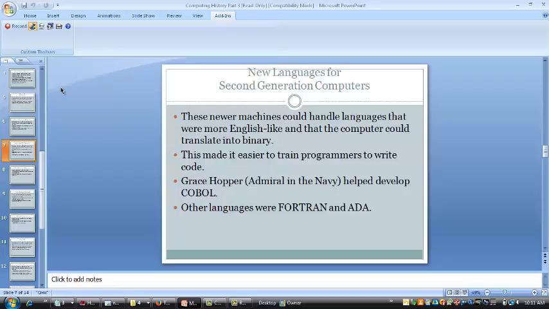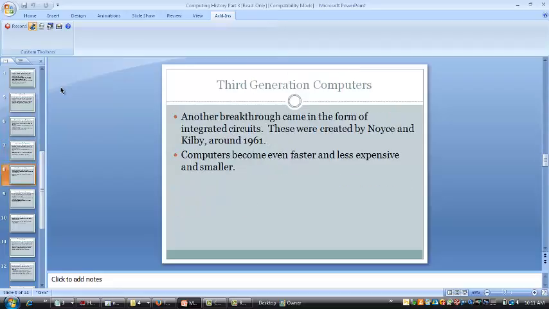So then they named Ada after Ada Byron. So now we've got easier to use languages, and now we're going to jump again in the 60s. We're going to go from transistors to integrated circuits. Again, smaller units that are faster, that can handle more, that can process more, that are cheaper. So the computers are going to become faster, less expensive, smaller.